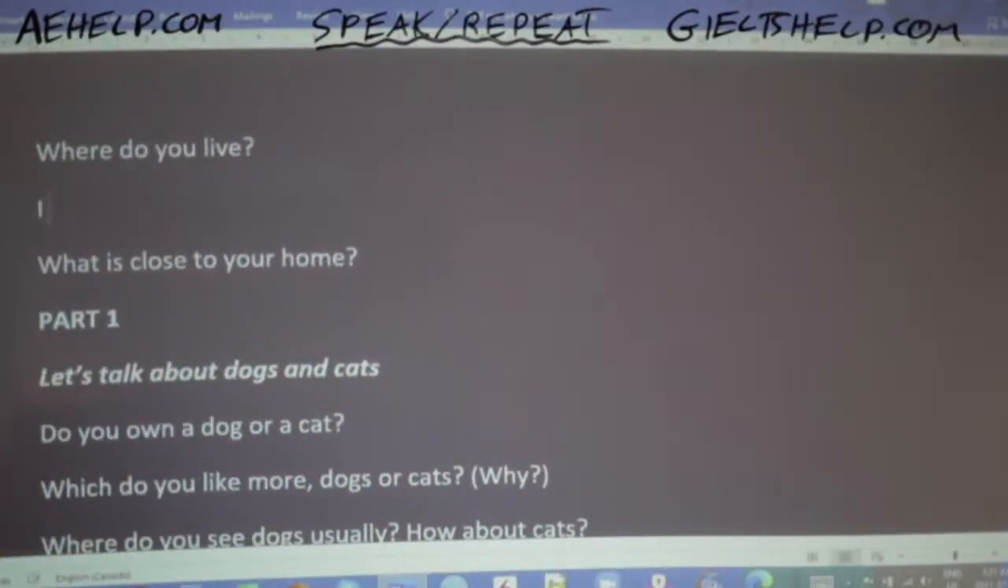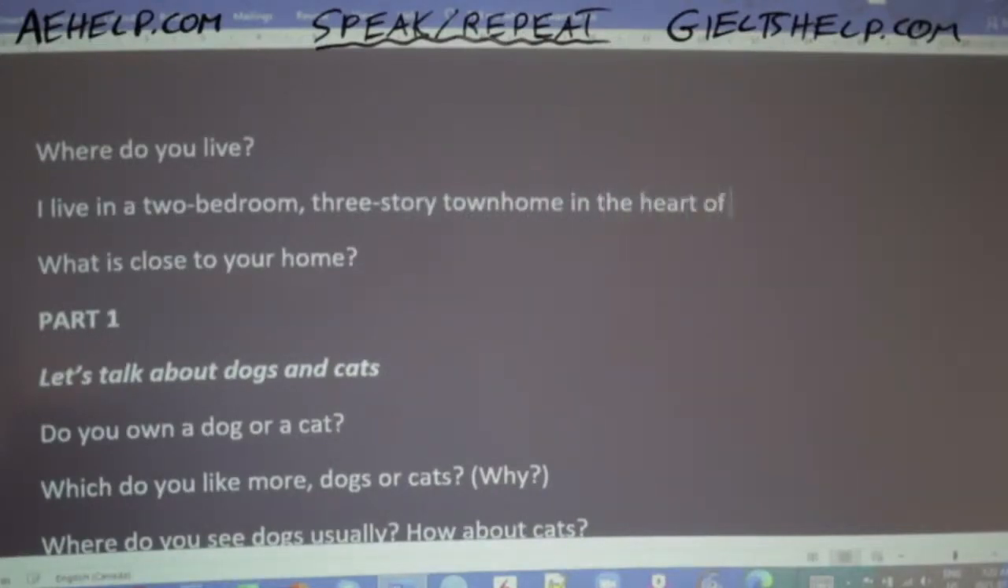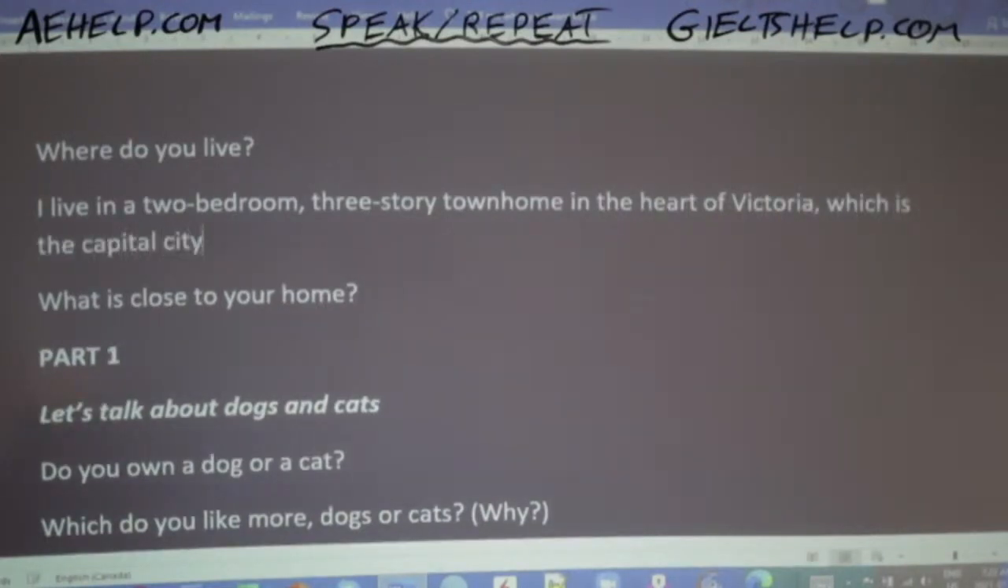So I live in a 2 bedroom, 3-story townhome in the heart of Victoria, which is the capital city of the province of British Columbia.